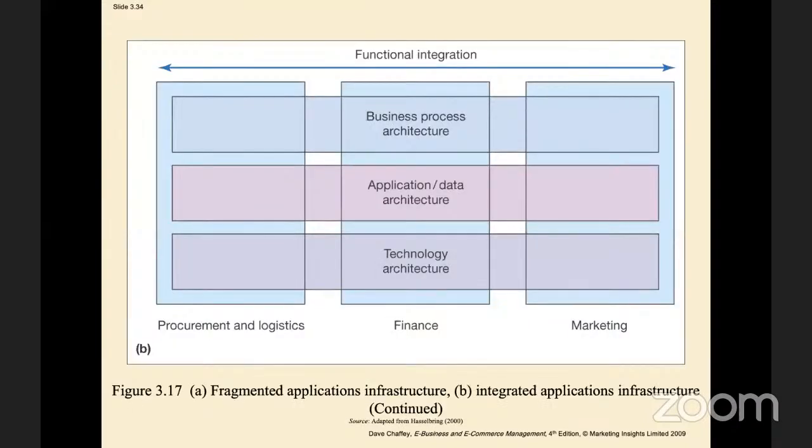So here is figure 3.17a, as it was discussed in detail, the fragmented applications infrastructure, and in b, the integrated applications infrastructure. And what is that? Now the functional integration, it's both ways, and it has procurement and logistics, and then finance, and then marketing. In finance, we have business process architecture, application data architecture, and then technology architecture.